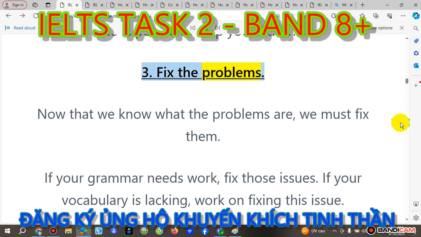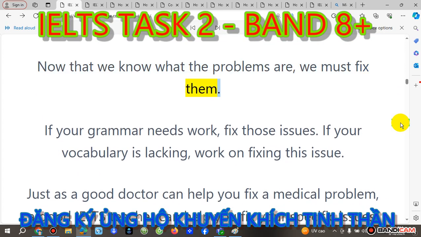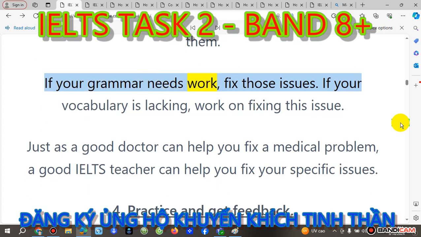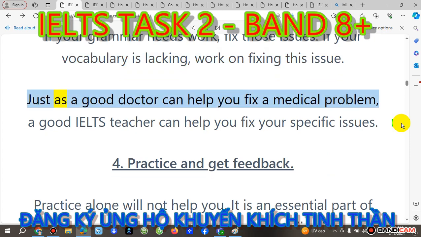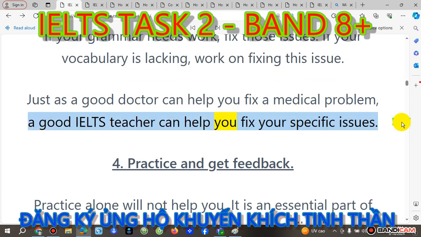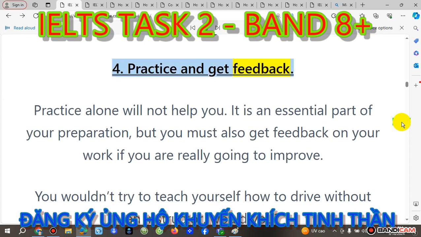3. Fix the problems. Now that we know what the problems are, we must fix them. If your grammar needs work, fix those issues. If your vocabulary is lacking, work on fixing this issue. Just as a good doctor can help you fix a medical problem, a good IELTS teacher can help you fix your specific issues.